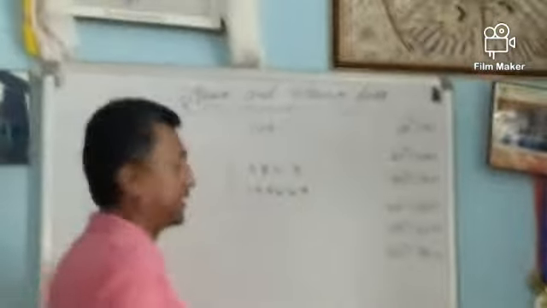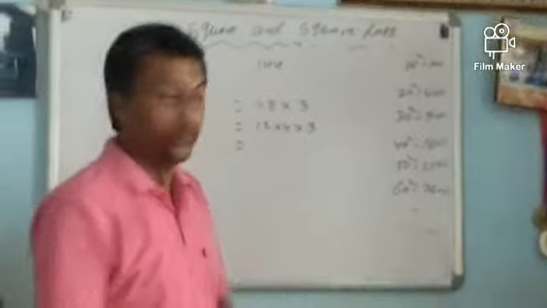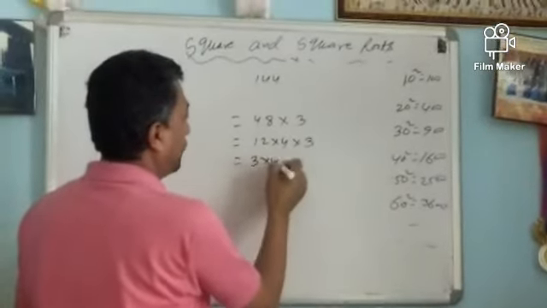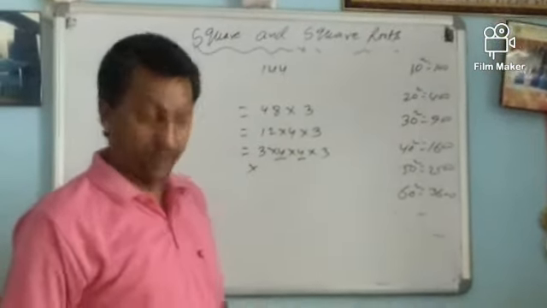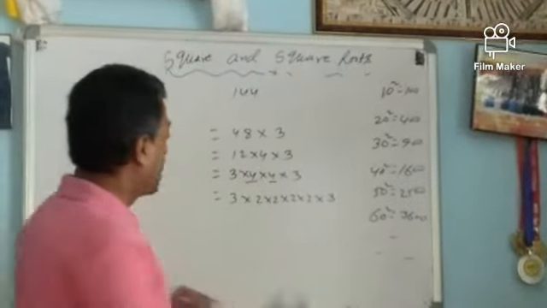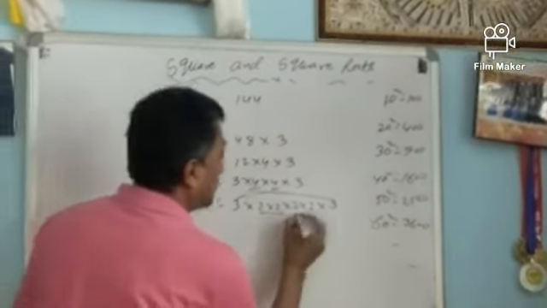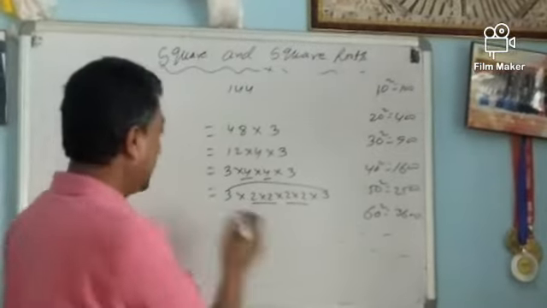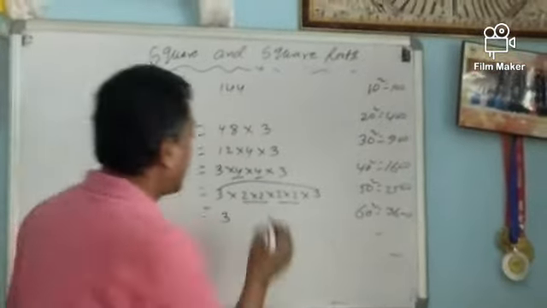So 12 into 4. Again 12 is there, so 3 into 4. So 3 into 4, and then again 4, again 3. Now because 4 is not a prime number, we have to break it: 3 into 2 into 2, 2 into 2 into 3. Now see here, these 3 and these 3 pair, these 2s pair, these 2s pair. So we take one from each pair: 3 and then 2 2.